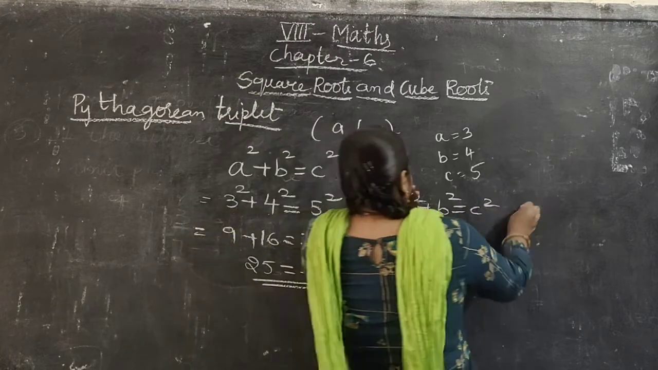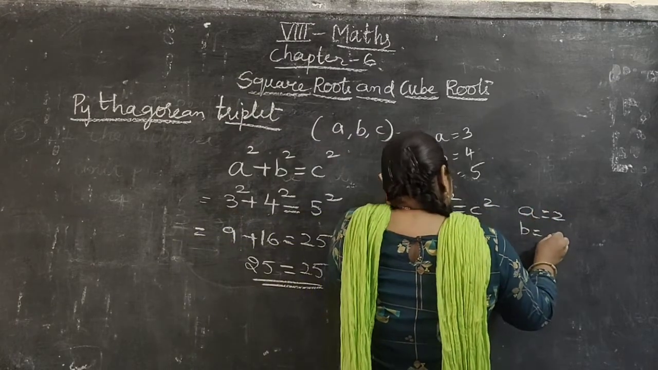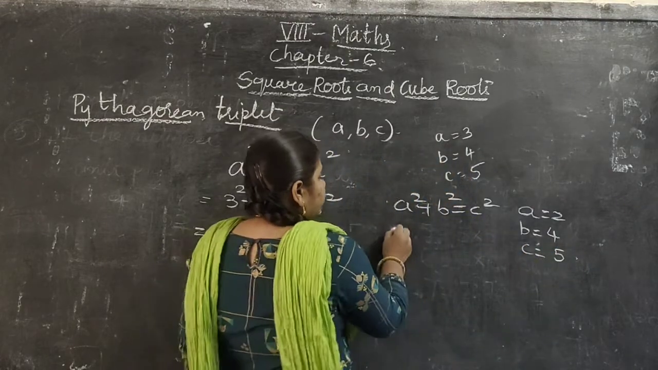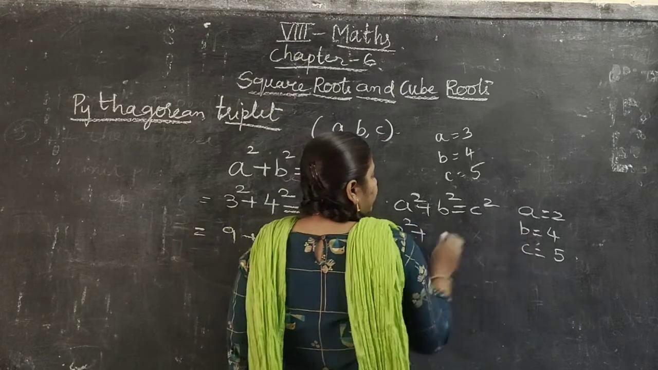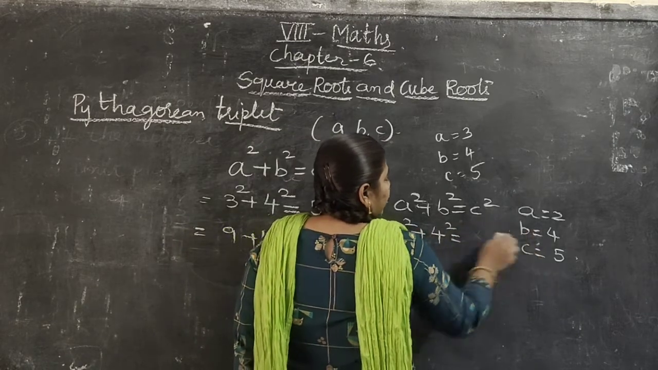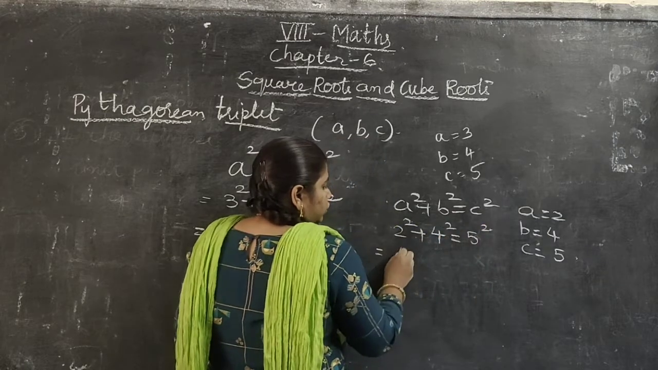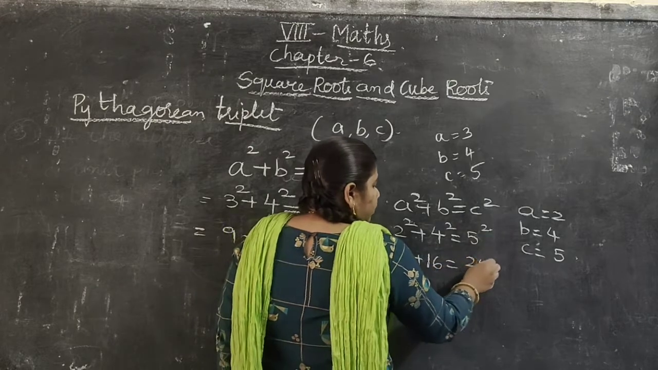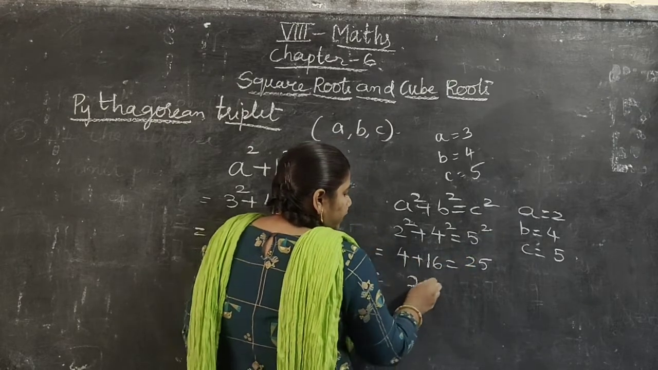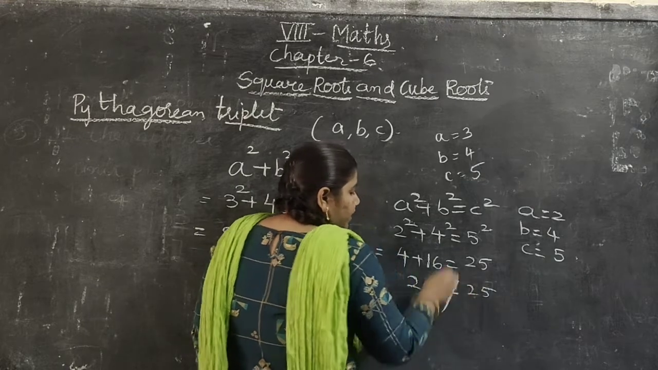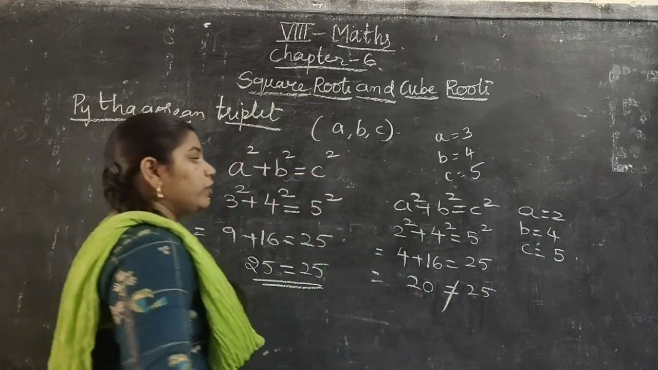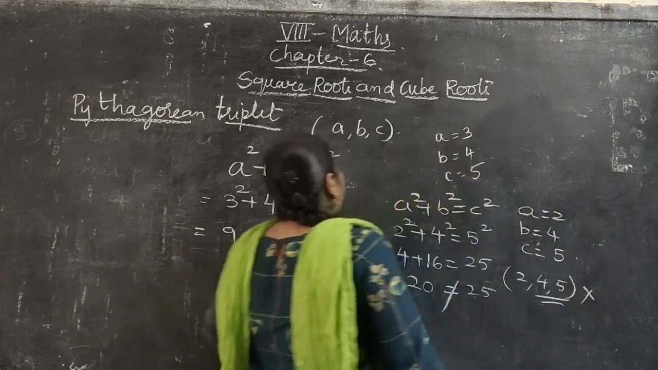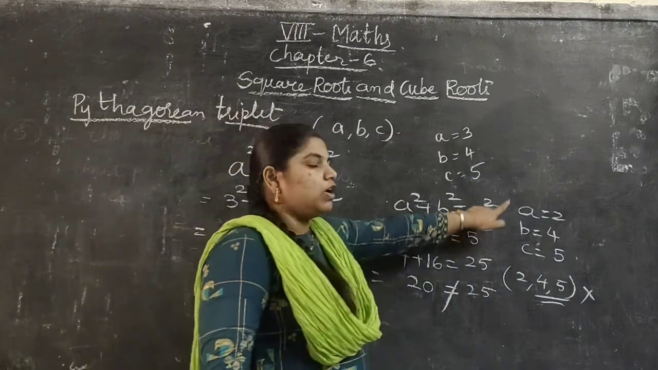I am taking a as 2, b as 4, c as 5. So 2 square plus 4 square, and c is 5 square. 2 square is 4, 4 square is 16, 5 square is 25. So 4 plus 16 is 20 and here you got 25. So 20 is not equal to 25. So we can say 2, 4, 5 is not a Pythagorean triplet because this condition is not satisfied.